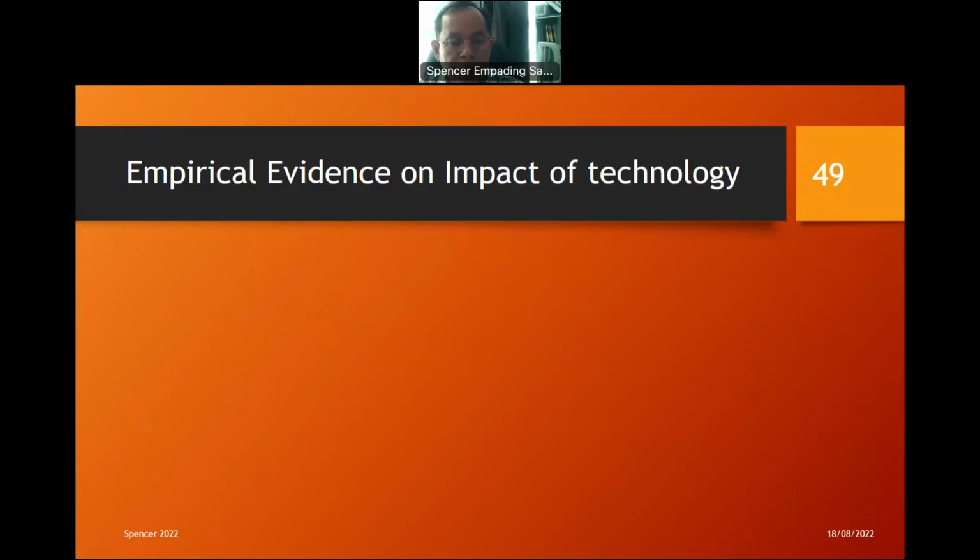Next is to show some of the empirical evidence regarding the impact of technology. We have said generally earlier on that technology will have a positive impact, increase production and contribute to economic growth. That is generally what the theory says. But evidence from past studies also finds some differences among developed and developing countries in terms of the benefits gained from technological progress.